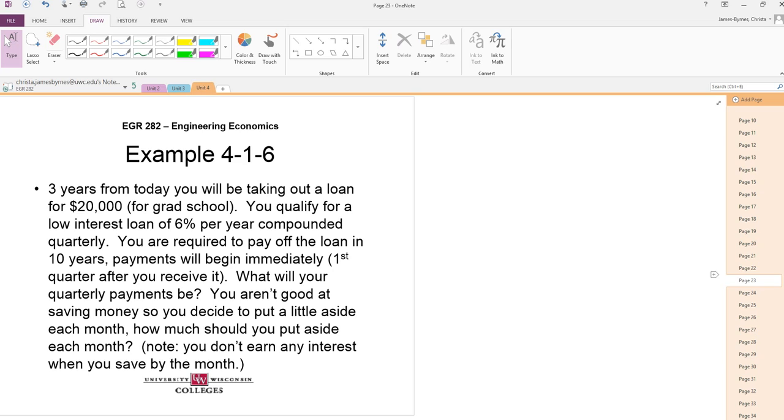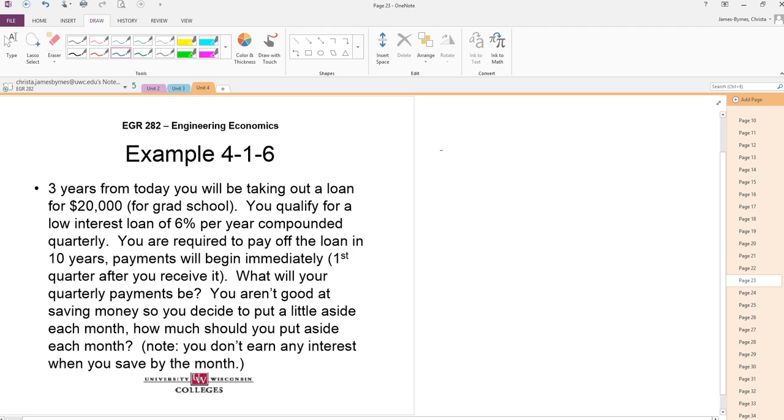Note, you don't earn any interest when you save by the month. You're just going to set it aside. Your checking account doesn't have any interest they're giving you, or you're just putting it in a drawer, or you're writing yourself a check and not cashing it and not earning interest. So you just have these quarterly payments, but you need to set aside a little bit each month because you're not good at having that available right away when you need it.